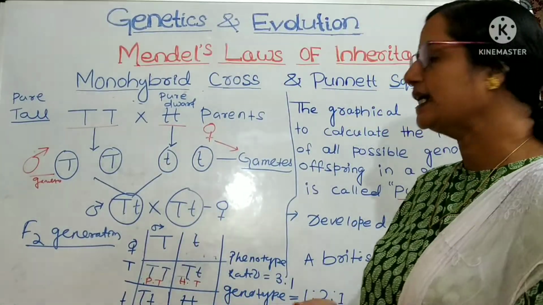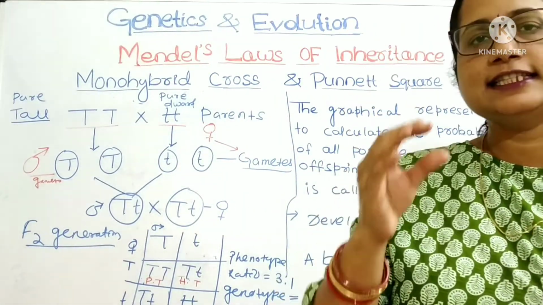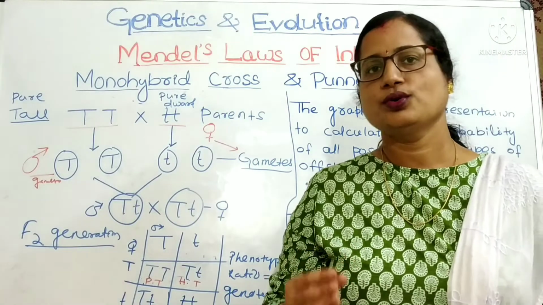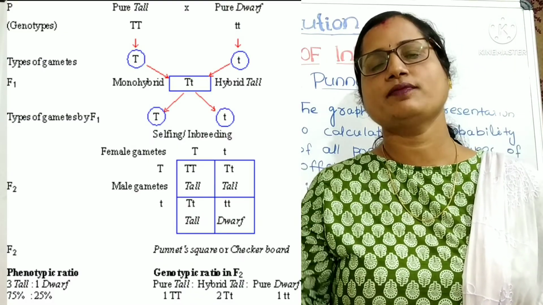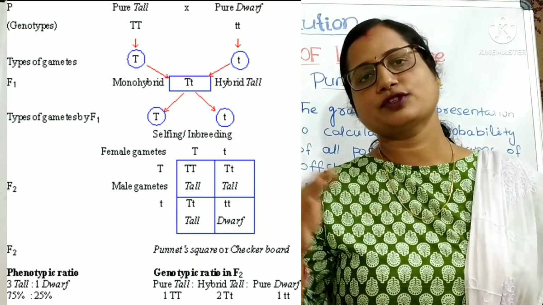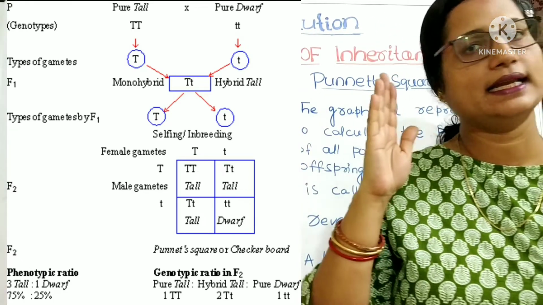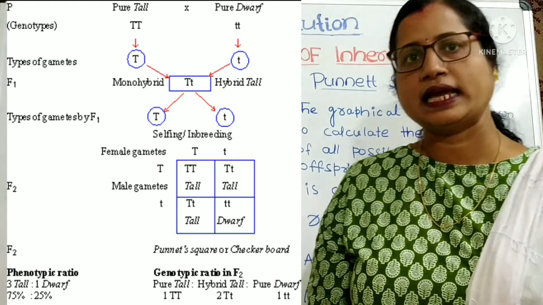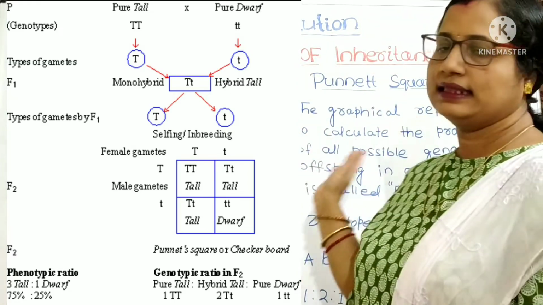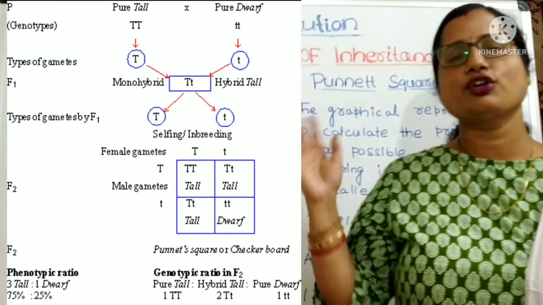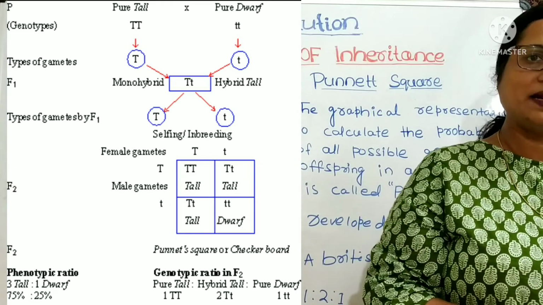Okay, Punnett square is a very easy method to express the formation of gametes, and the formation of the F1 and F2 generations in a genetic cross. So these are all about the monohybrid cross and Punnett square.